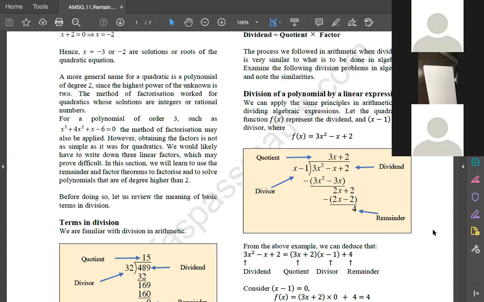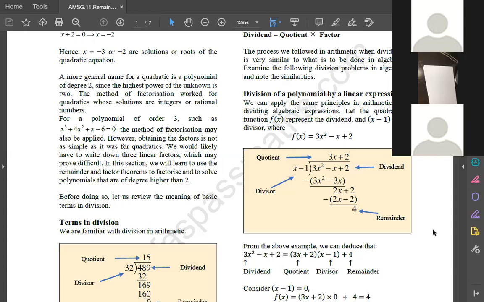However, obtaining the factors is not as simple as it was for quadratics. Now you've moved a step ahead, so you don't expect things to be very simple. But it is not very, very difficult. Once you get the understanding, it is very easy for you to find the factors. So we would likely have to write down 3 linear factors, which may prove difficult.